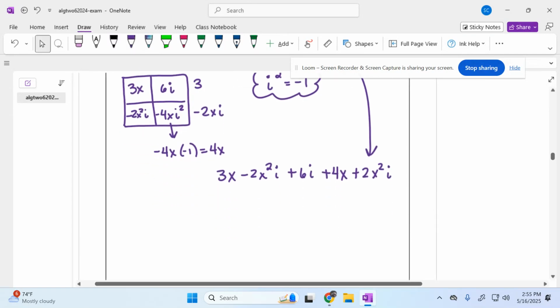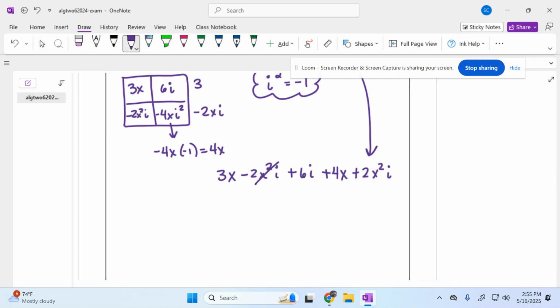Now it just becomes, can I combine like terms and put this in the right form? So we can see the +2x squared i and -2x squared i are going to eliminate each other. They're going to become 0. 3x and 4x becomes 7x. That's going to act like my real part, the a in a plus bi form. And I will put 6i at the end since we want it to be in that right form.